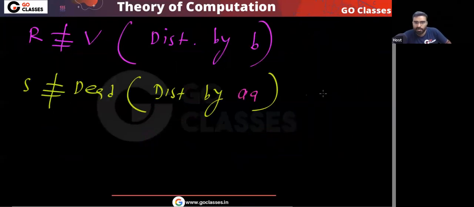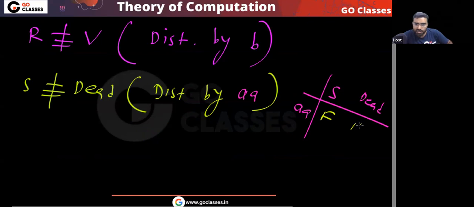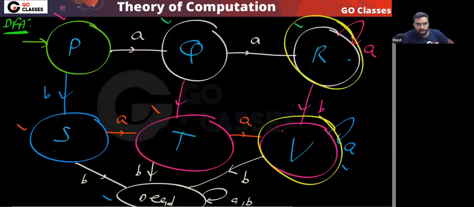They are distinguishable by double A, because remember this point: S comma dead state, on double A, this S is going to final, this dead state is going to non-final. Okay, very simple. This is the idea. Now you tell me the next.